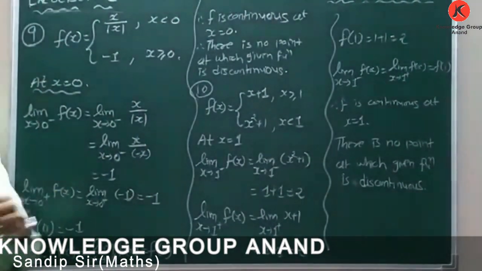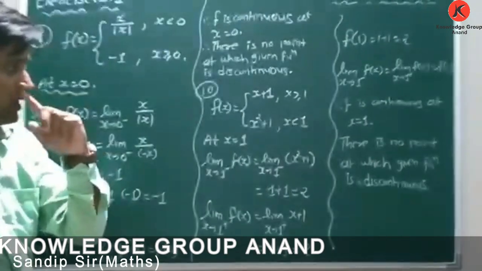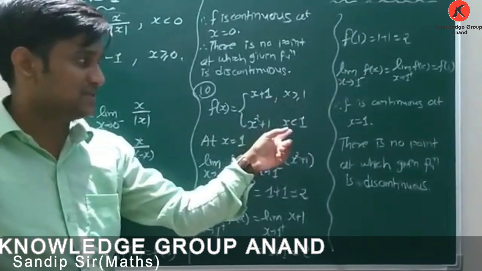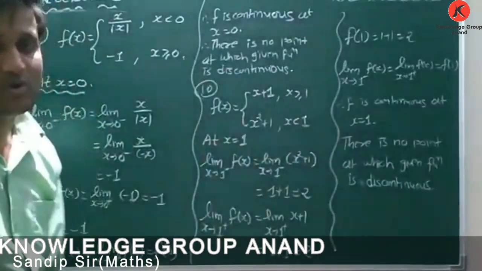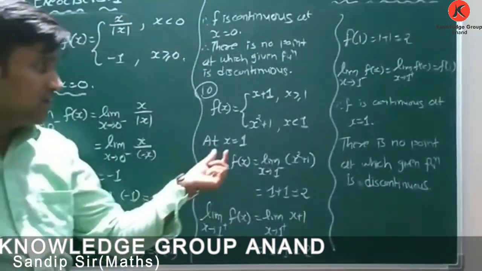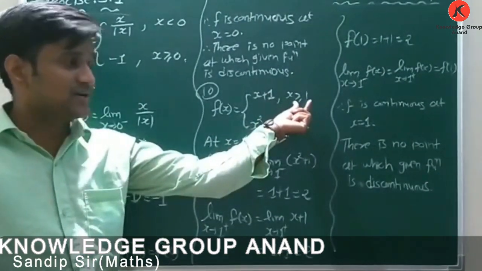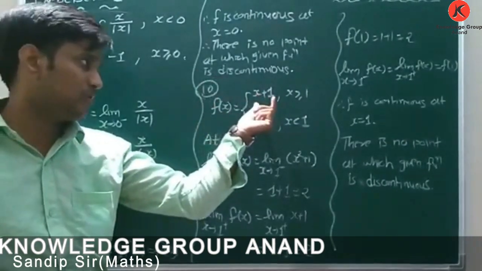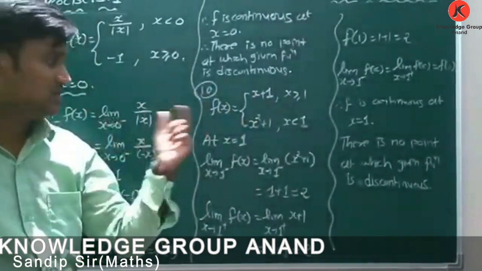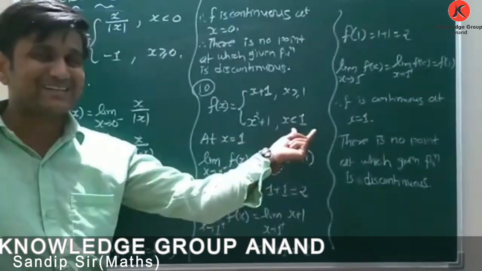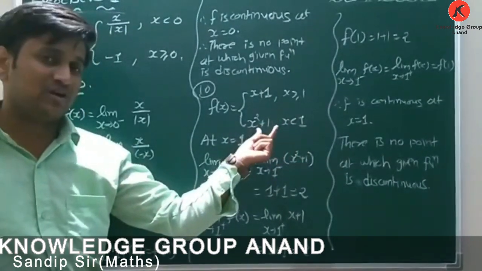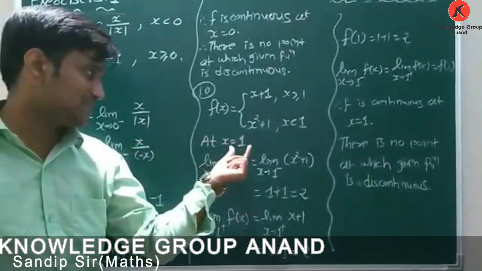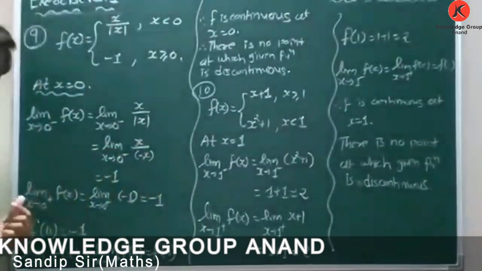Okay, same way, example number 10, f of x is equal to x plus 1 for x less than 1 and x square plus 1 for x greater than or equal to 1. For all values of x greater than 1, it is a polynomial function, and a polynomial function is continuous. Same for all values of x less than 1, again a polynomial function, and it is continuous. You have to check at x is equal to 1 whether the function is continuous or not.